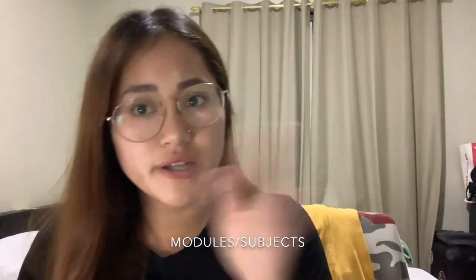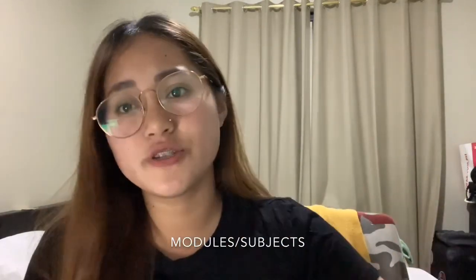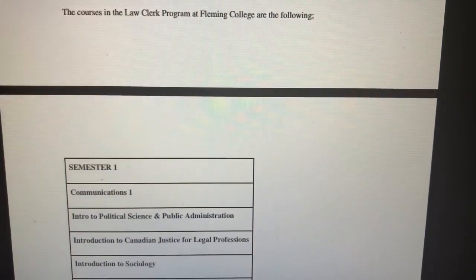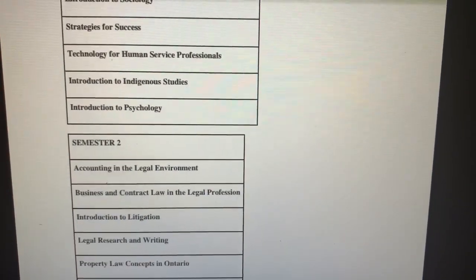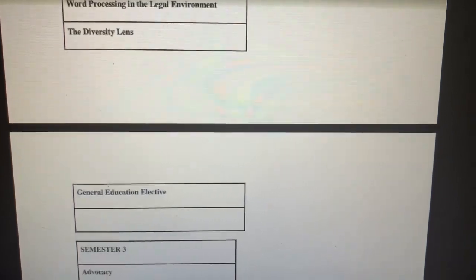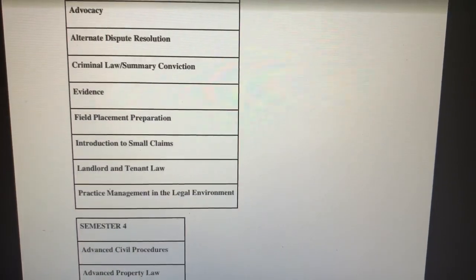You don't have to put it in a table, but putting it in a table just makes it more organized. You put semester 1 and then the subjects you will take in that semester, and then semester 2 and the subjects you will take in that semester.